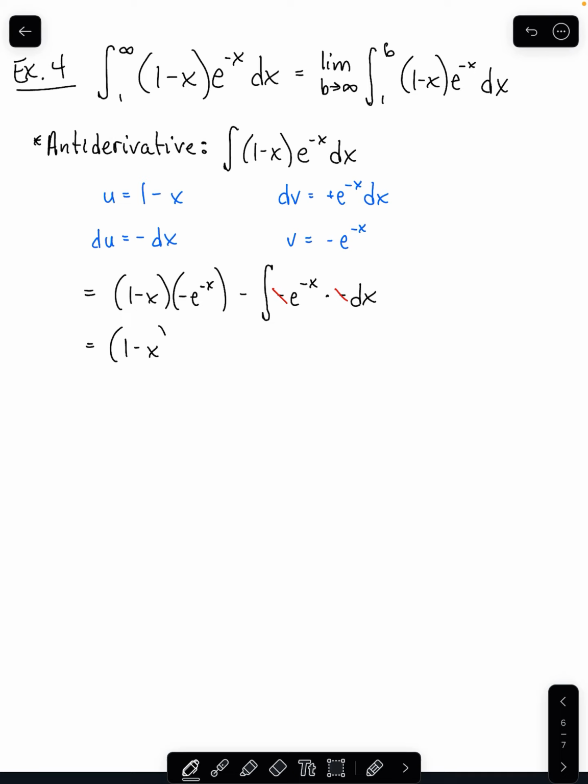Again, we can choose, if we wished, to distribute the negative e to the negative x, but at this point, we have reached an integral that we can readily deal with. And the purpose of this was to get the antiderivative, so I don't see a reason yet to distribute the negative e to the negative x, and thus I will leave it as is.